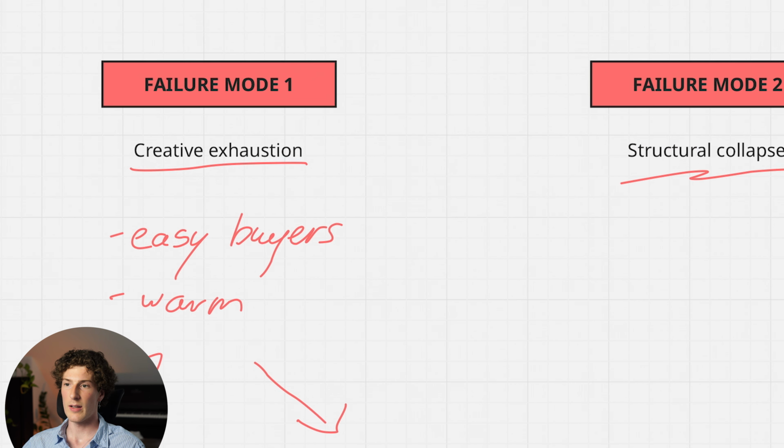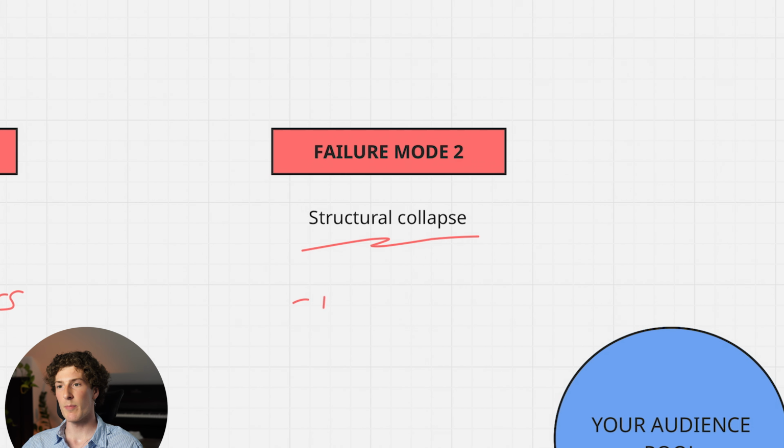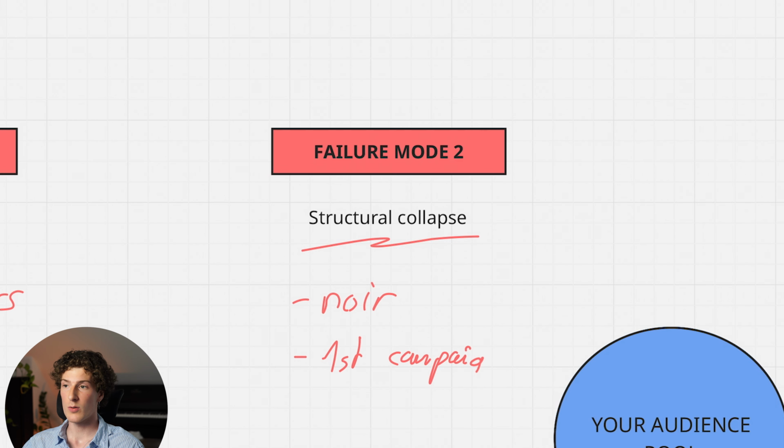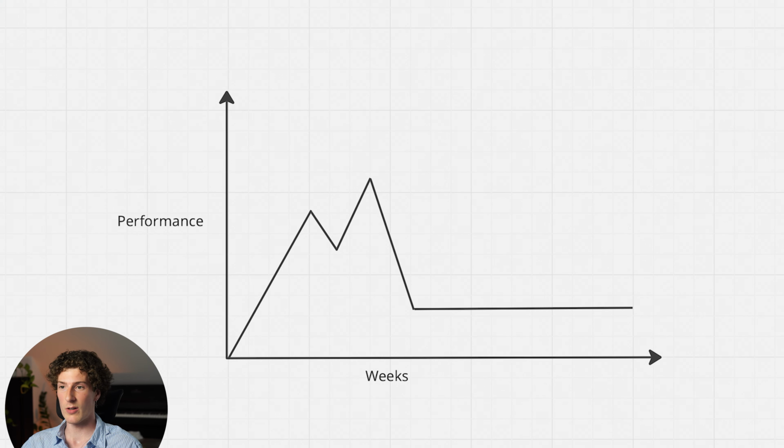The structural collapse. Let's talk about Noir, a fictional fashion brand, minimalistic basics, 80 to 120 price point. Noir launches their first real campaign. One ad set, one creative, a clean lifestyle video for the product, one audience, broad, 25 to 40, and fashion interest. And it works. Week 1 is great.